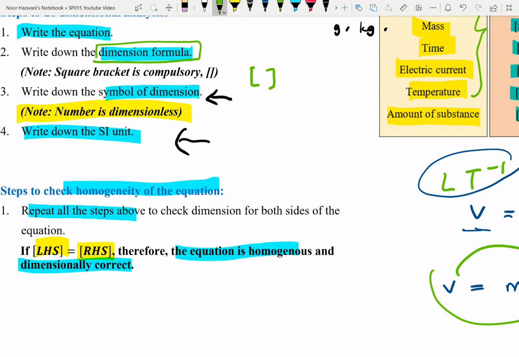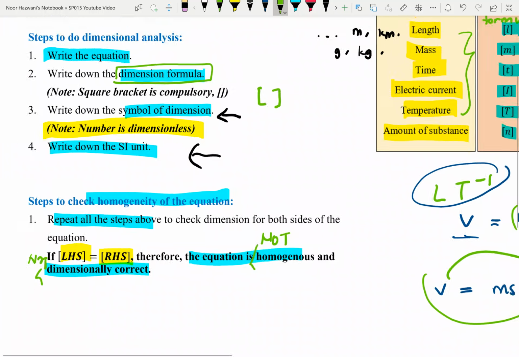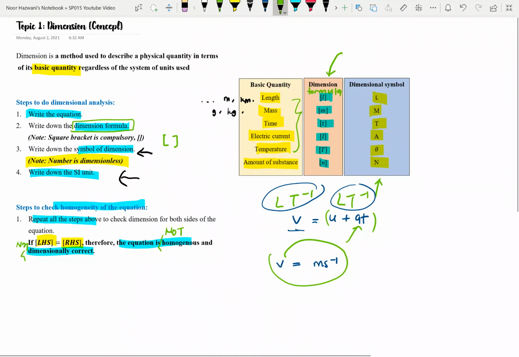But then bila you dah check, but then the equation is not homogeneous and not dimensionally correct, so itu kalau jadi ayat negatif. Itu je, tambahlah not homogeneous and not dimensionally correct. Itu je lah kalau dia tak homogeneous. Okay, tambah not, sama je, guna ayat yang sama but then you jadikan negatif. Okay, untuk explanation example kita akan pergi untuk example yang kedua dan ketiga. Yang ni hanya penerangan konsep.